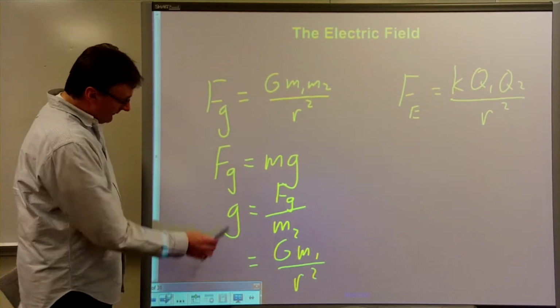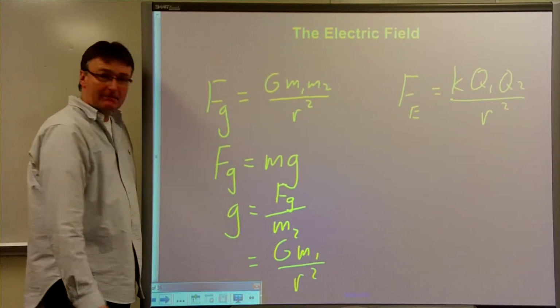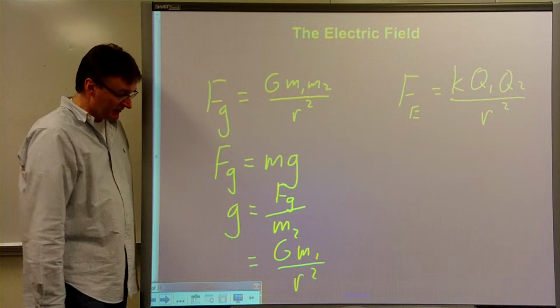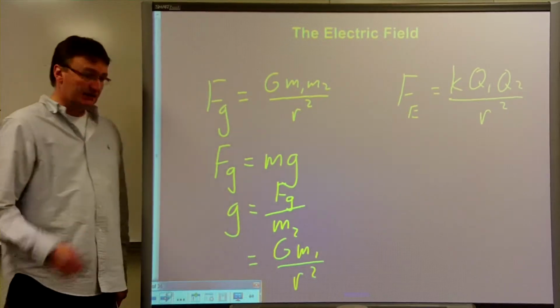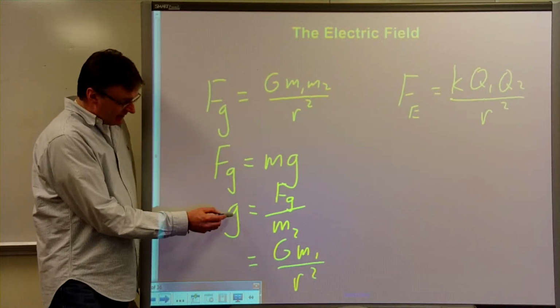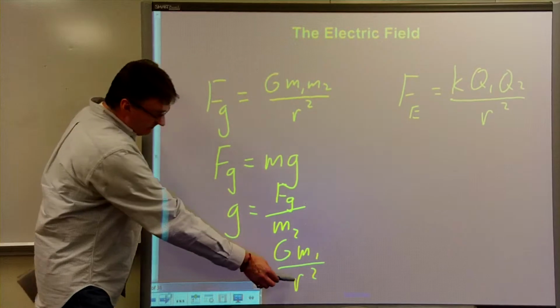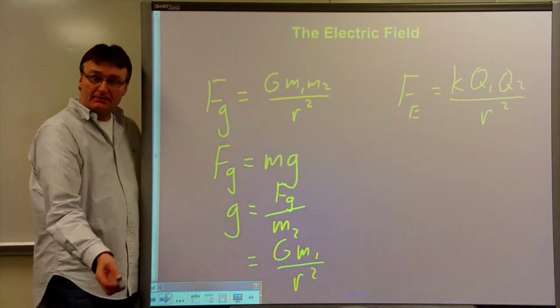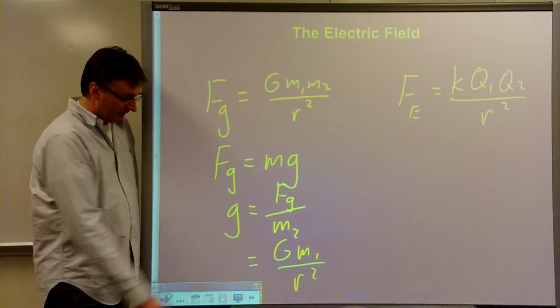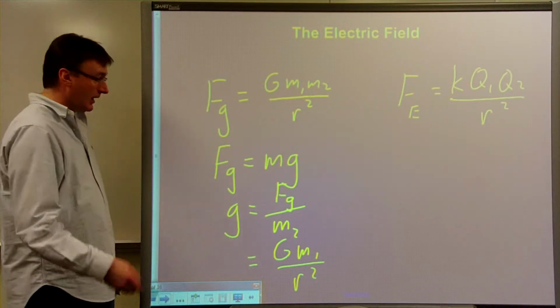And so the gravitational field is G times the mass that's producing the gravitational field divided by the distance squared. So we can determine the gravitational field based upon the mass of the object that's producing it, divided by the distance squared from that object that you are.